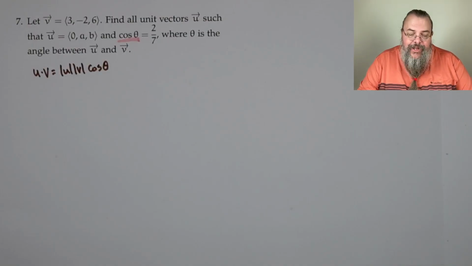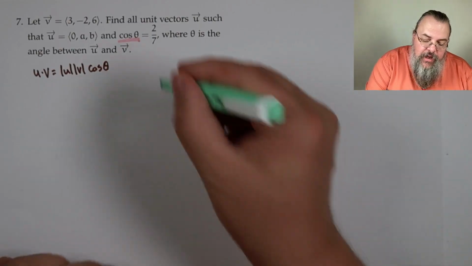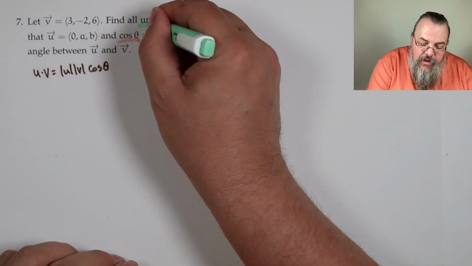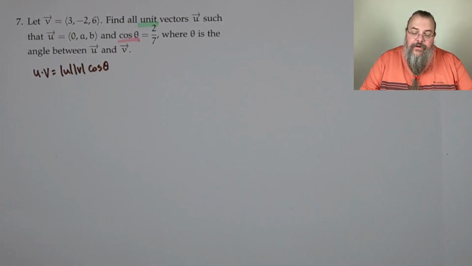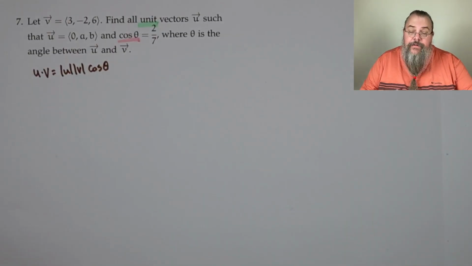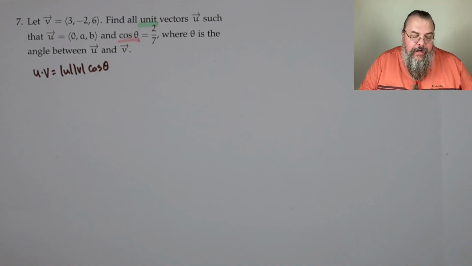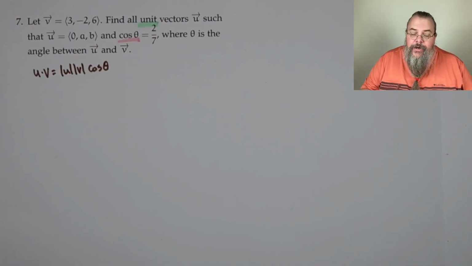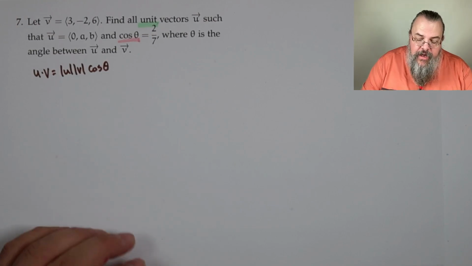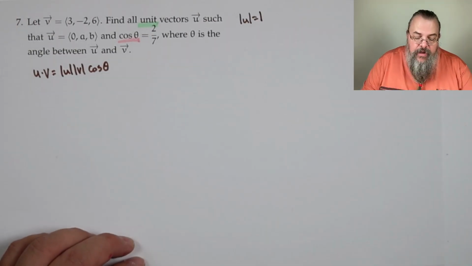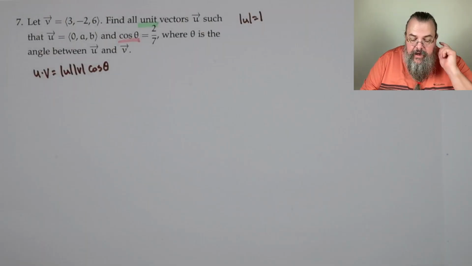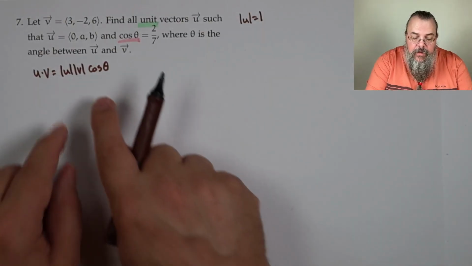Now, there's a second thing that's going to come into play, and that is that we need to make sure we have a unit vector. So that tells us that our vector u will have length 1. And let's start. So we know magnitude of u equals 1. We're going to keep that in mind. So we have these nice 2 facts, and let's start with this one.